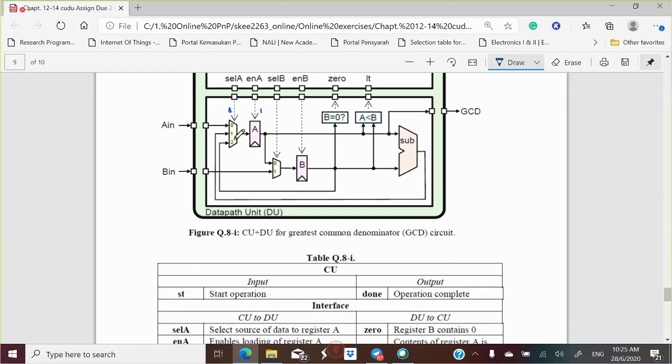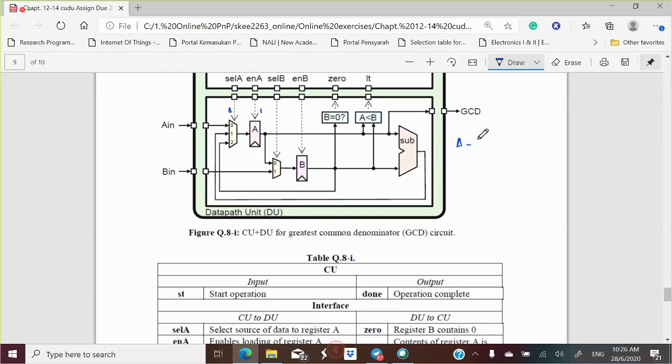Why is it got 3? Because this GCD, the subtractor cannot do B minus A. It can only do A minus B. So when B is bigger than A, they do switching. It has to swap. This one always does A minus B, correct? Yeah, always A minus B.